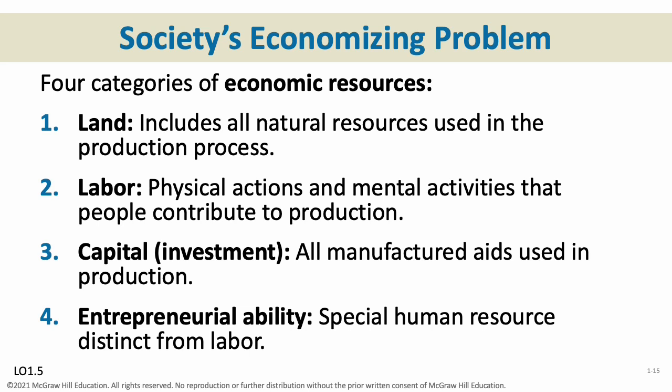We have land resources, which are natural resources, so trees, forests, mines, lithium mines to power batteries, or metal mines to build cars or anything like that. Those are all land resources. Labor resources are your employees, physical and mental activities which your employees contribute to the production process. Capital is any manufactured goods such as technology or factory equipment or vehicles which aid in production. Buildings and all that stuff are capital goods. And finally, entrepreneurial ability, which we consider distinct from labor.